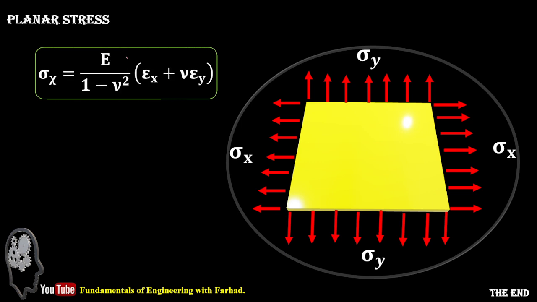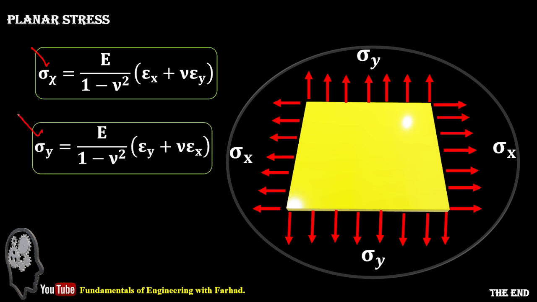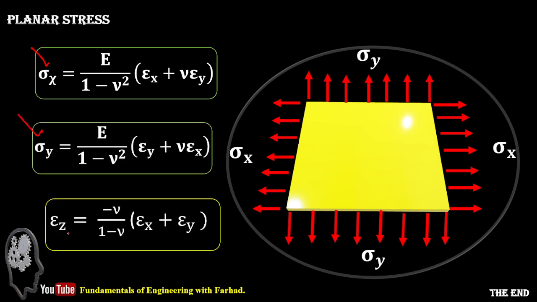So sigma x we already have, sigma y we already have, and epsilon z is equal to this value. We'll solve some problems on that.